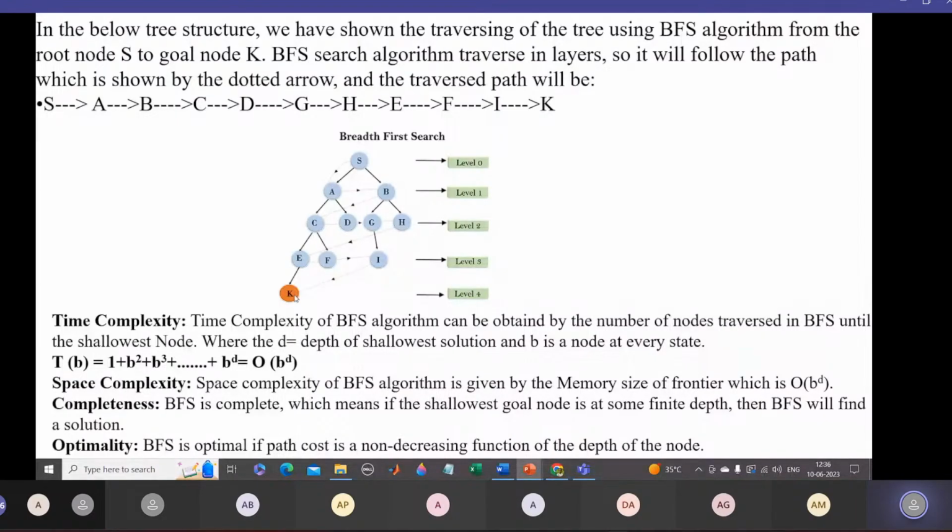This is breadth first search, and we have some formulas for calculating its time complexity. Has anybody learned the time complexity of the algorithm? Theta. It has to tell whether it is complete, whether the goal has been reached, and what the optimality is, all these things.